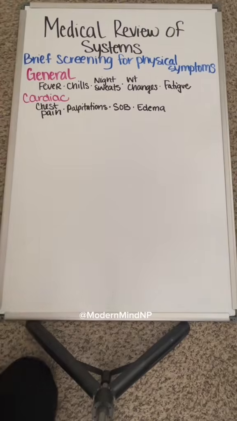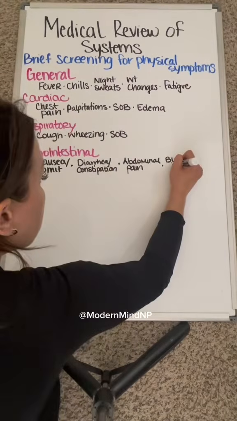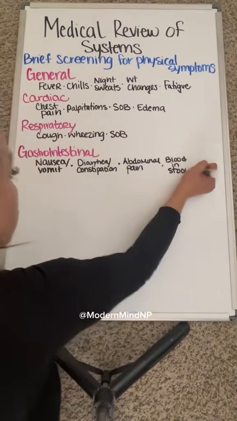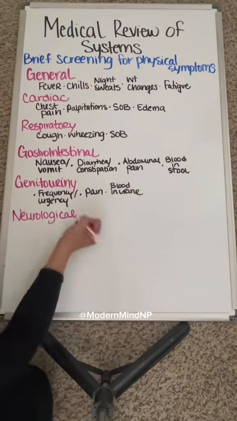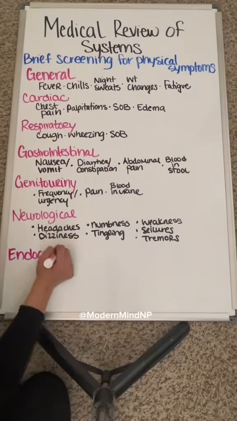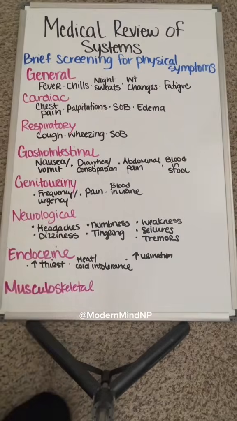So in general, do they have any fever, chills, any weight loss, fatigue, cardiac, chest pain, palpitations, short of breath, any respiratory issues, GI symptoms, GU symptoms, and neurological symptoms, and any positive findings, you're going to refer to their PCP for treatment and management.